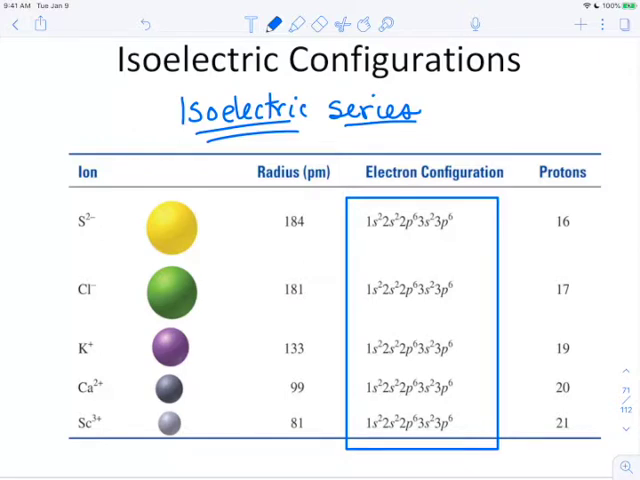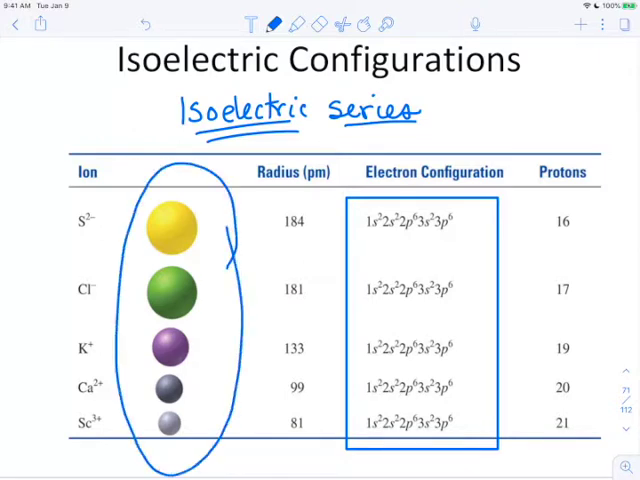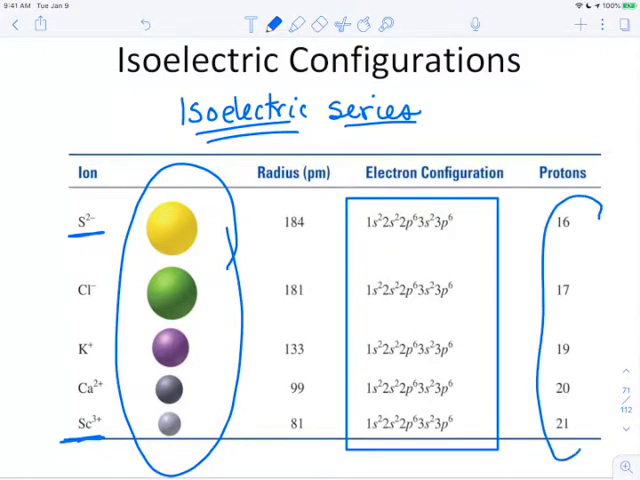But one thing that I do want you to know is their relative sizes. So what we find is the one that is most negative will be the largest. The one that is most positive will be the smallest. And there's a reason for that. When we look at their protons, remember the protons are in the center, the protons are positive, and they are pulling in, they're reining in those electrons. The more protons they have, the more they are going to magnetically pull their electrons towards themselves.